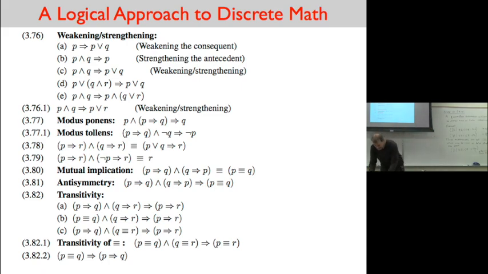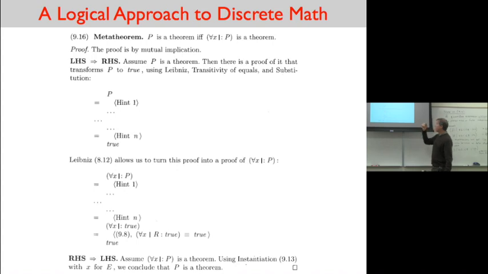So here, if we go back to here, it says P is a theorem if and only if for all x range true, P is a theorem. So it's proof by mutual implication. So first, let's assume that P is a theorem, all right? And we will show that for all x range P is a theorem, right? So if P is a theorem, then there must be a proof of it that transforms P to true. Are you with me? So P, hint 1, hint 2, true, right? So P has to equivalent true, right? Okay. There is a proof.